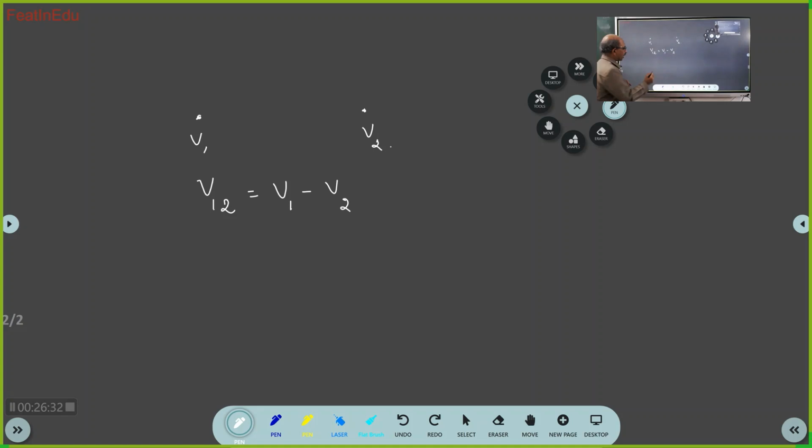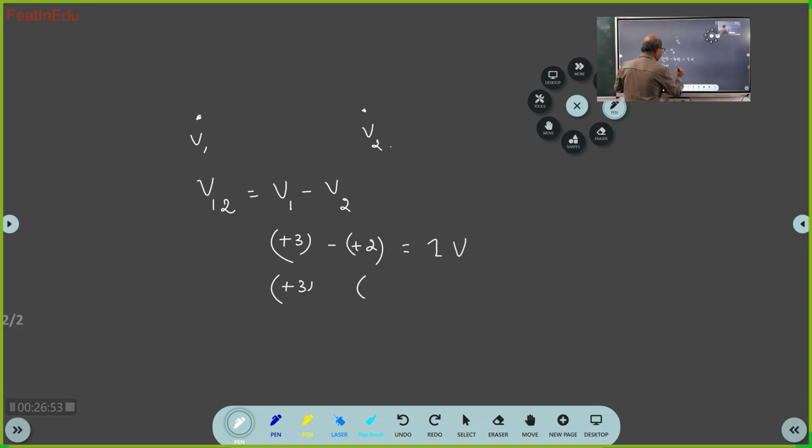Got it? So, supposing the value of V1 is plus 3 volts and the value of V2 is plus 2 volts. Then, what is the potential difference? This becomes 1 volt. Potential of 1 with respect to 2 is 1 volt. Got it? Yes, sir. Now, potential of V1 is plus 3 volts. Potential of V2 is also plus 3 volts. Then, what is the potential difference? 0 volts. Now, potential of V1 is plus 3 volts and potential of V2 is minus 3 volts. Then what is the potential difference? 6 volts.